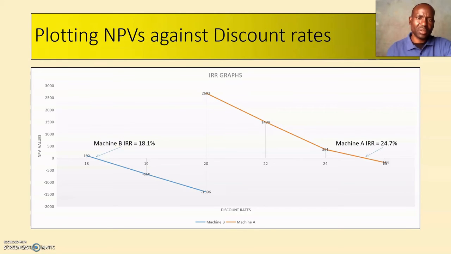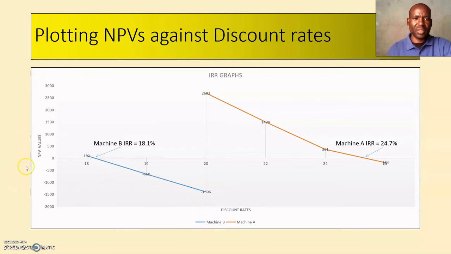So after plotting, this is what you're going to get. So this line, the colored line, is it orange? Okay, it should be orange. That is for machine A. That is the curve, or the graph, for machine A. And then for machine B is.